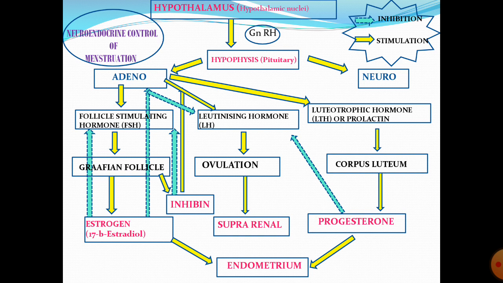The LH or luteinizing hormone has two functions. One, it stimulates the Graafian follicle to secrete 17 beta estradiol. Two, it causes the follicle to rupture at ovulation and form the corpus luteum. The corpus luteum secretes progesterone, the level of which starts rising. The progesterone has two functions. It stimulates the endometrium to undergo secretory hypertrophy, and it inhibits further secretion of LH by the adenohypophysis.